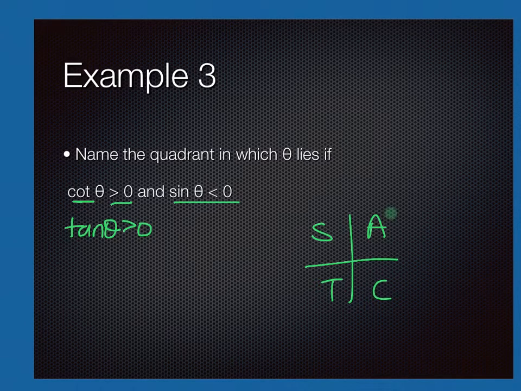By sine being less than 0, I can rule out quadrant 1. And I can rule out quadrant 2 because in both of those, sine is positive or greater than 0. So then I go to the next part, which is if tangent is greater than 0, that only happens in the third quadrant. Tangent is not positive in the fourth quadrant. So the only one that works for both of these is quadrant 3.